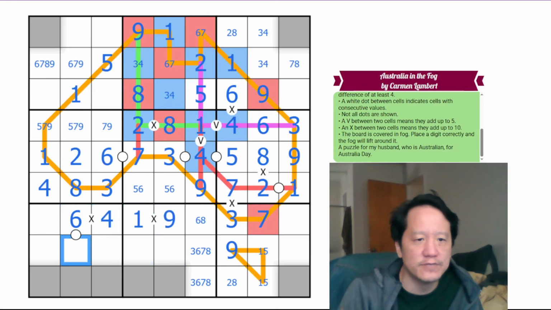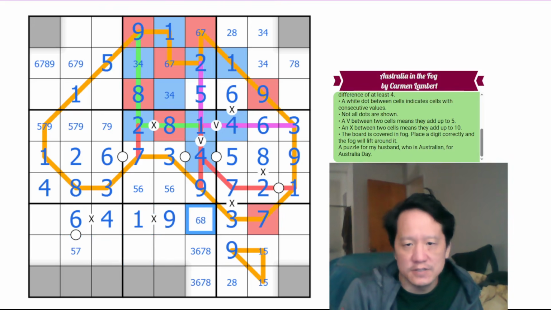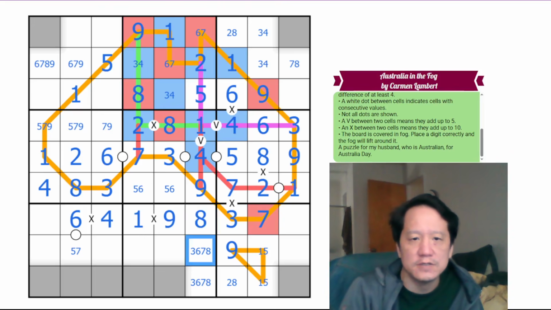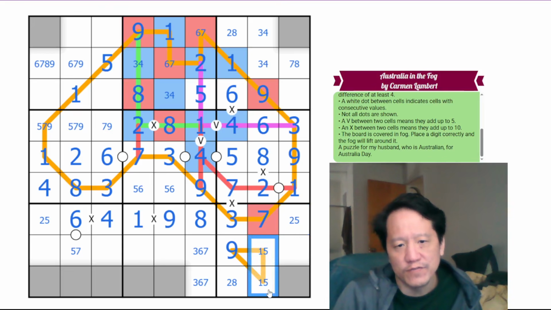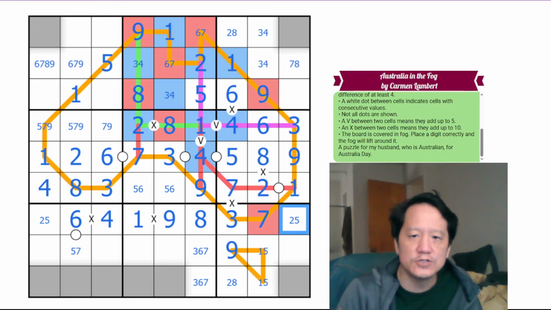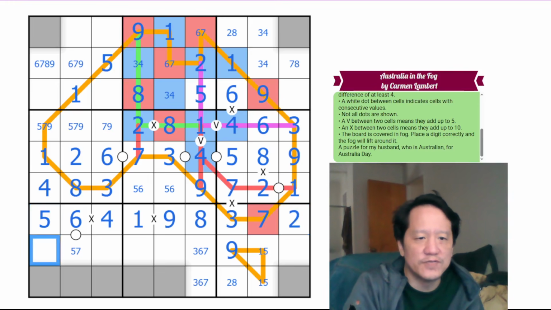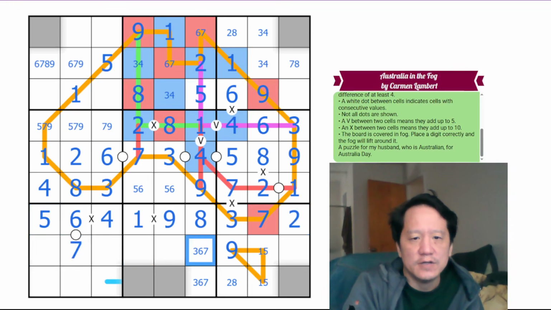6 is consecutive with 5 or 7. And 6 eliminates 6 here, so this is 8, which eliminates 8 in the rest of the column. The remaining digits in row 7 are 2 and 5. And 5 cannot be here because of the 1, 5 pair in the box. So this is 2, which makes this 5, which makes that 7. This 2 eliminates 2 in the box, so that's 8 and 2 there.